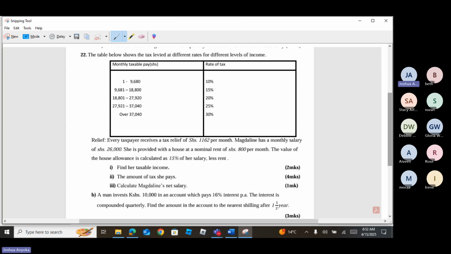Good. There is part B, which is going to appreciation, I think, going to compound interest. A man invests 10,000 in an account which pays 16% interest per annum. The interest is compounded quarterly. Find the amount in the account to the nearest shilling after 1.5 years.